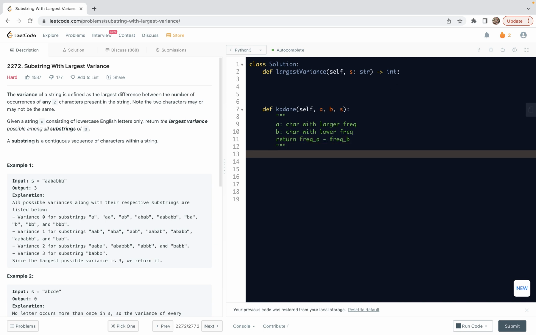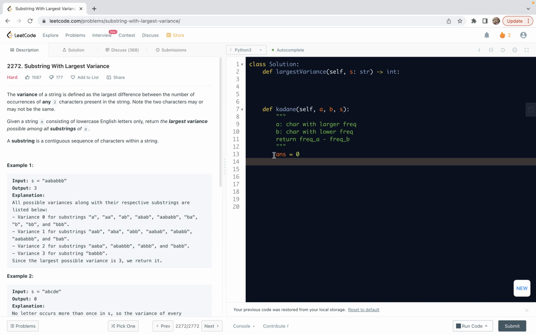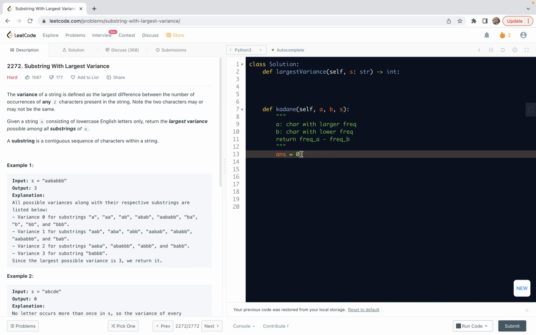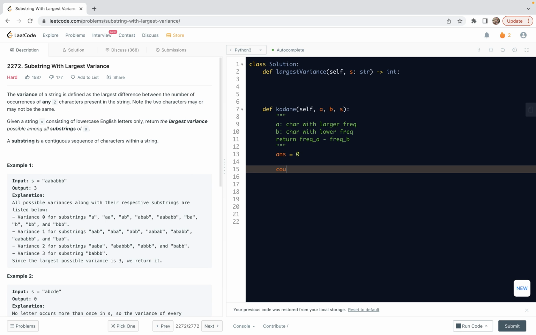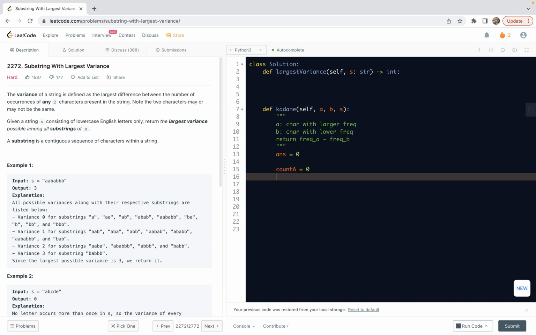In this case, we need to pay attention to the problem, because we are not just finding the largest consecutive subarray sum. Basically, we want to make sure the sum involves 2 characters. Now let's look at the problem logic. First, I'm going to initialize an answer to be 0, which is the smallest possible non-negative value. Then we have a count for A, initially 0, and a count for B, initially 0.